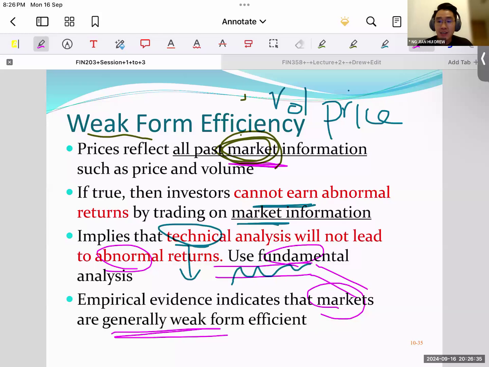Because a normal investor will not know about this and will not be able to get this return. But because you have this special information that's private between you and the CEO, that's why you can get abnormal returns. Does this make sense? Yeah, okay, that's good.